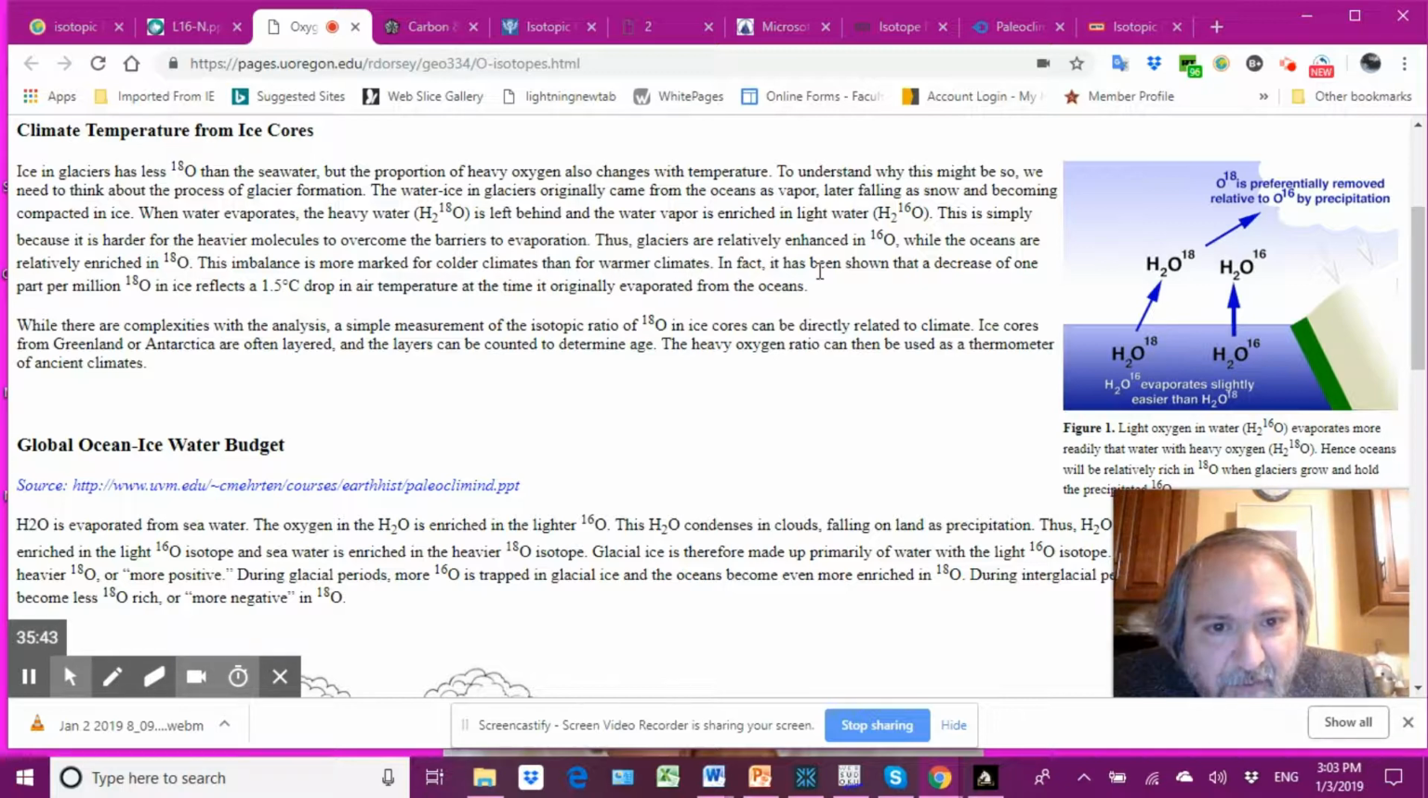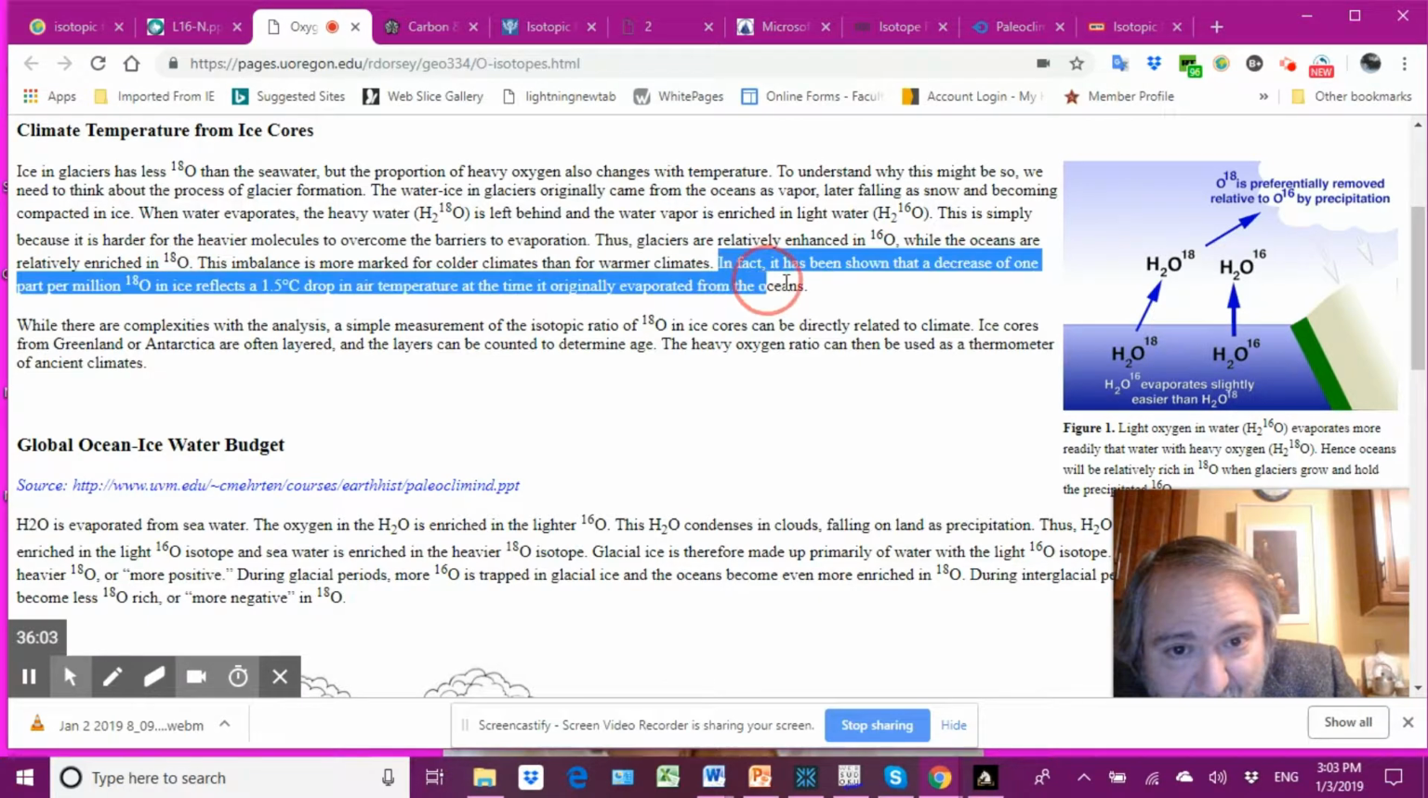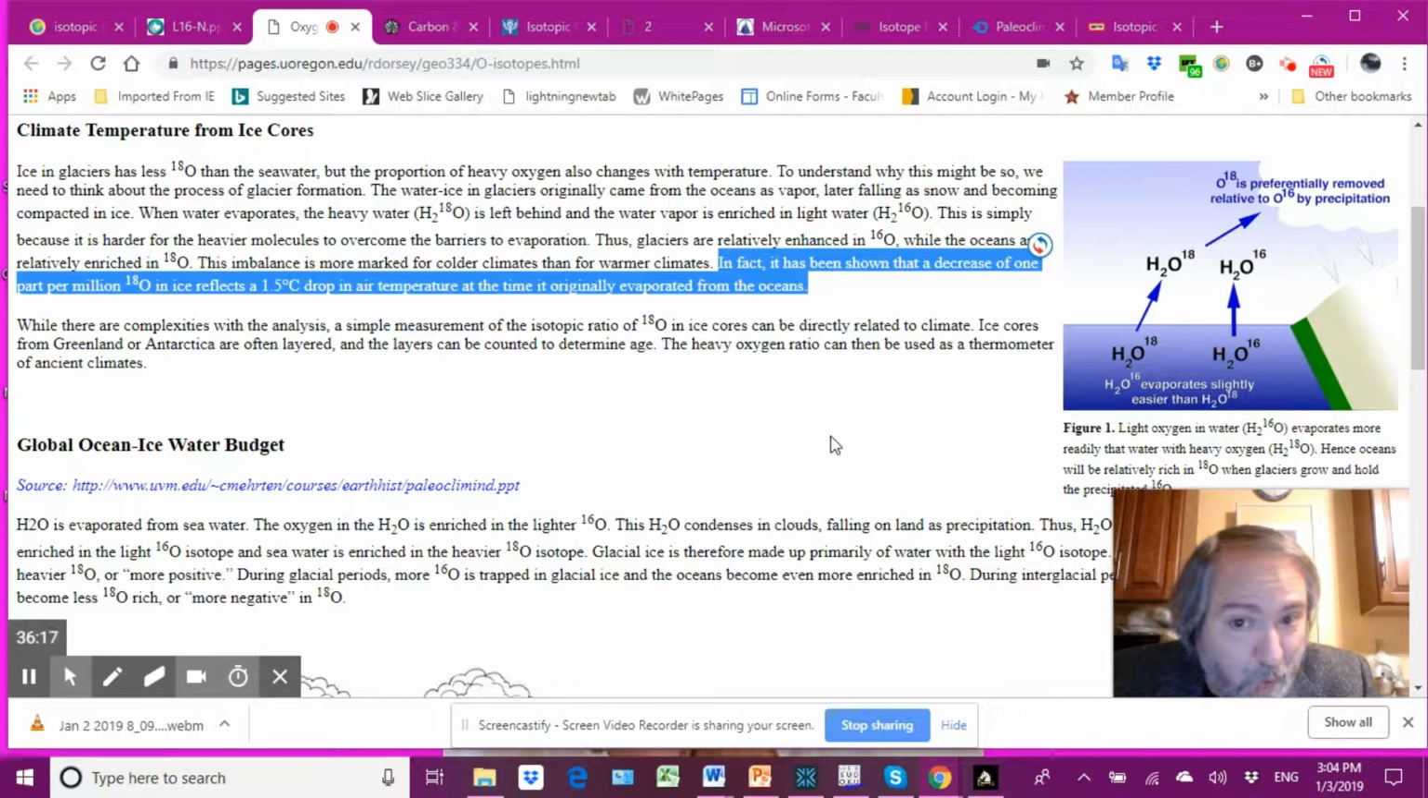In fact, it has been shown that a decrease of 1 part per million of 18O in ice reflects a 1.5 degrees C drop in air temperature at the time it originally evaporated from the oceans. Okay, let's highlight that again. It has been shown that a decrease of 1 part per million 18O in ice reflects a 1.5 degree Celsius drop in air temperature, basically 2.7 degrees Fahrenheit, at the time it originally evaporated from the oceans. Now, this is a snapshot.